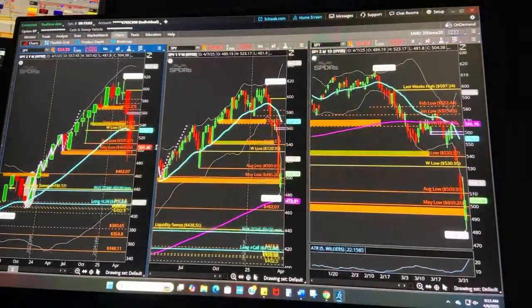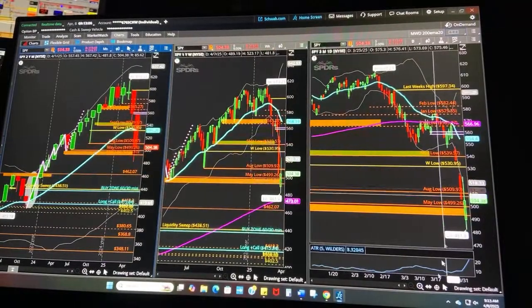So for you new folks here, I've got monthly here on the left, weekly here in the middle, daily on the right: monthly, weekly, daily.